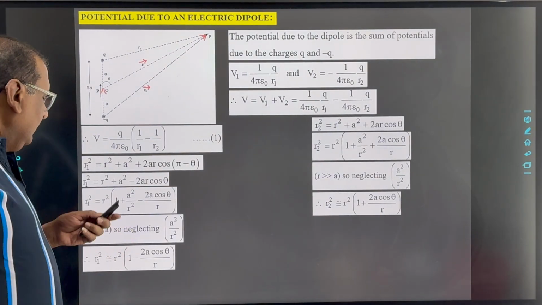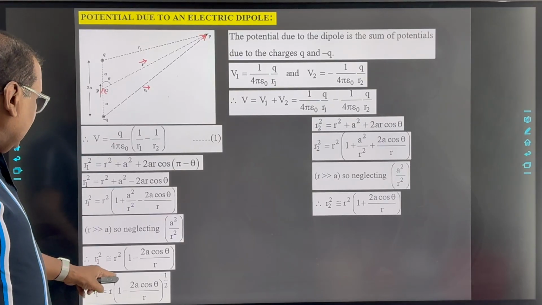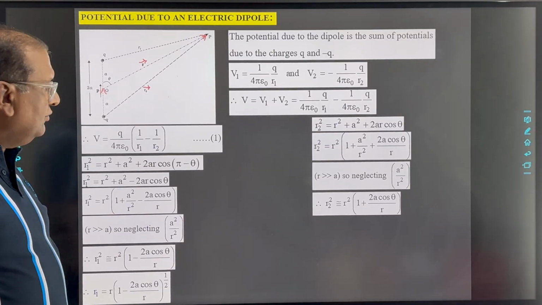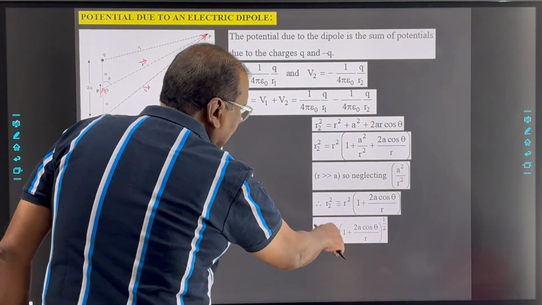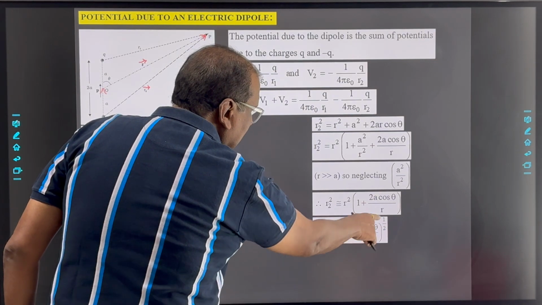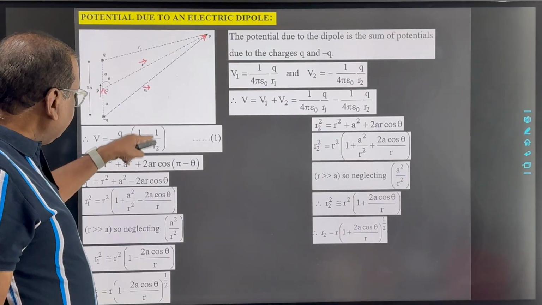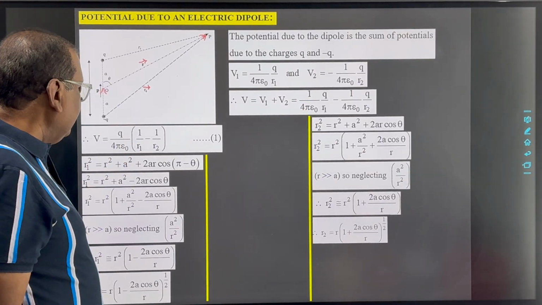Now take square root on both sides. So R1 is R into 1 minus 2A cos theta by R raised to 1 by 2. Here also R2 is equal to R into 1 plus 2A cos theta by R raised to 1 by 2. We want 1 upon R1 and 1 upon R2, so take the reciprocal of this one.